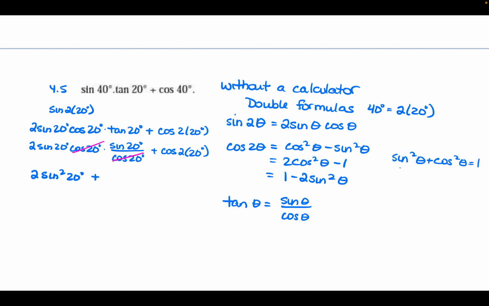And that gives me a clue that we might want to use the third version for the cosine 2 times 20. So that will be 1 minus 2 sine squared of 20 degrees. That's beautiful because these two terms are equal and opposite, and they will cancel out, and we're left with 1.